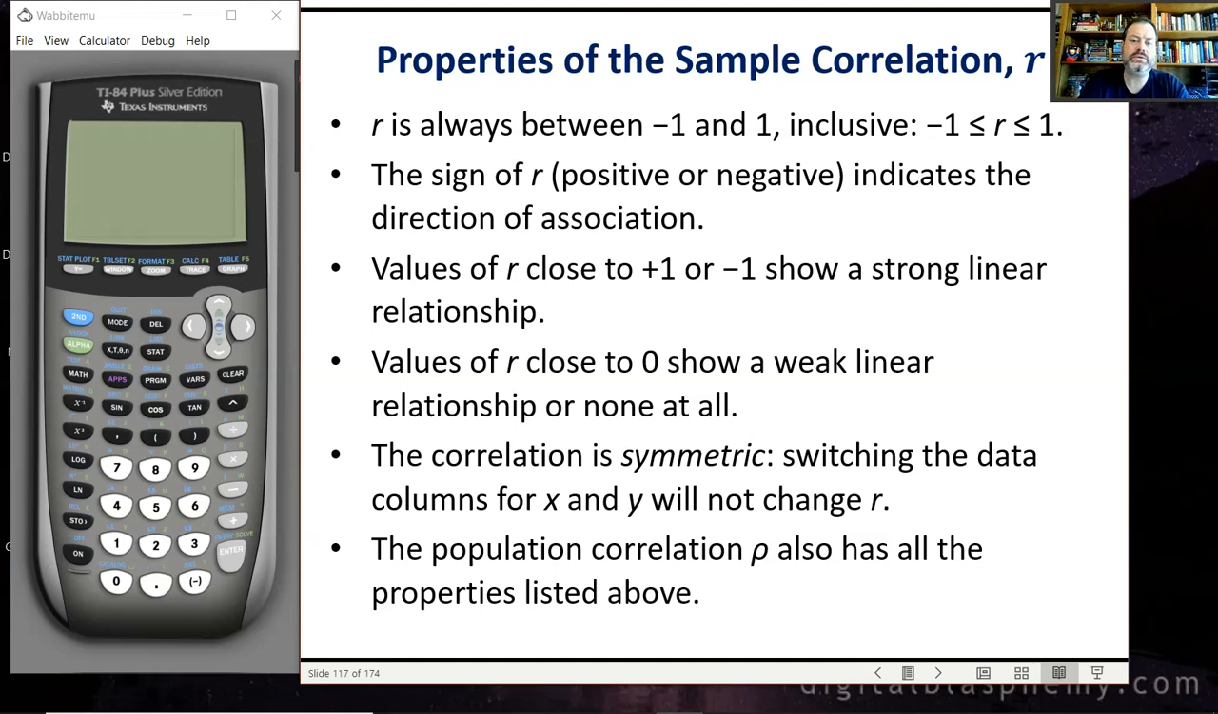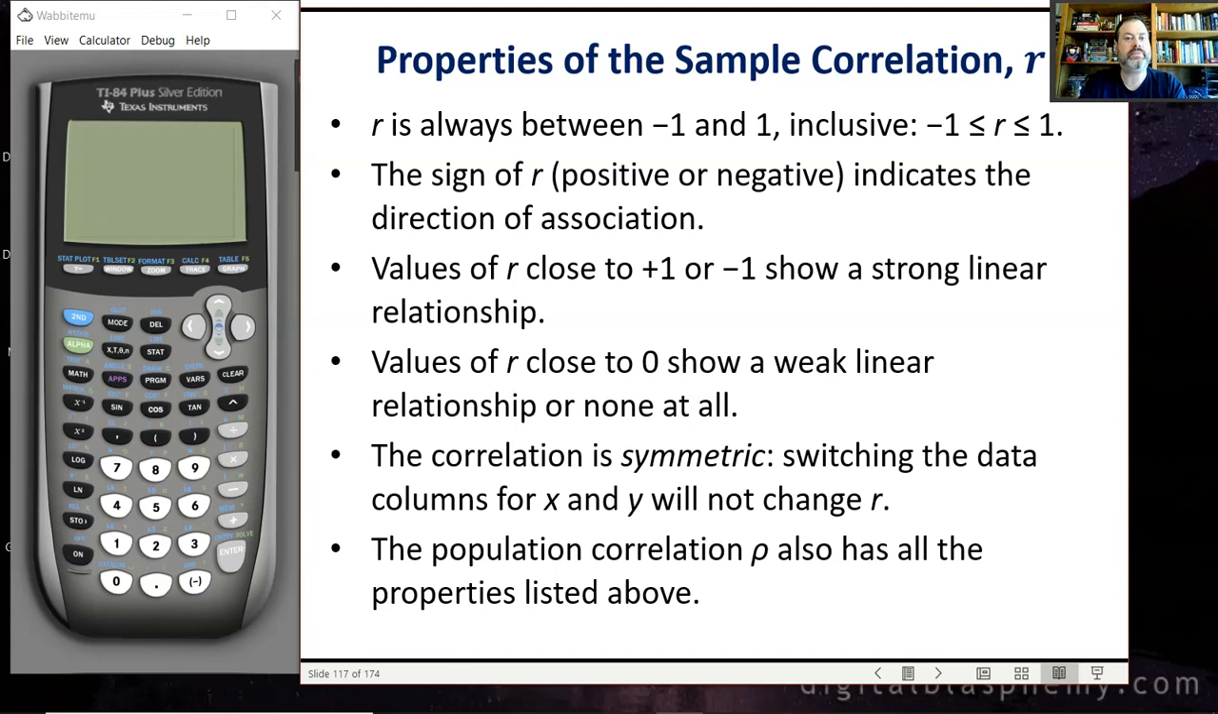Values of R close to plus or minus 1 show a strong linear relationship. So it can be strong and positive or strong and negative. Values of R close to 0 show a weak linear relationship or none at all. We've seen how that can work. Curvature can be considered nonlinear, so that could give us an R close to 0.